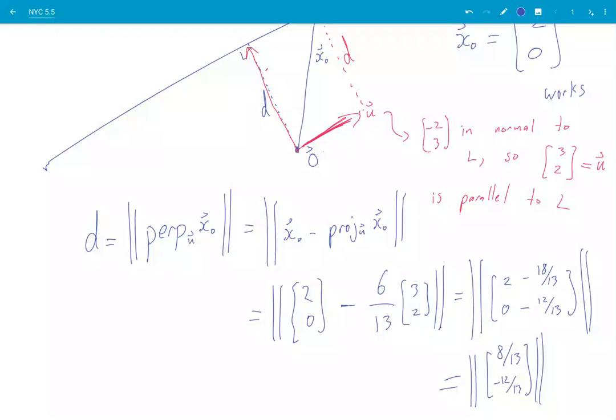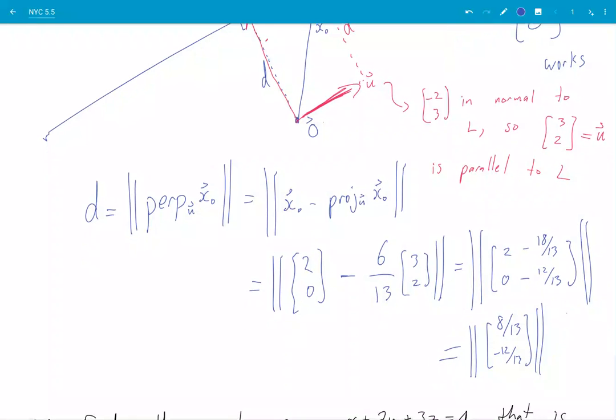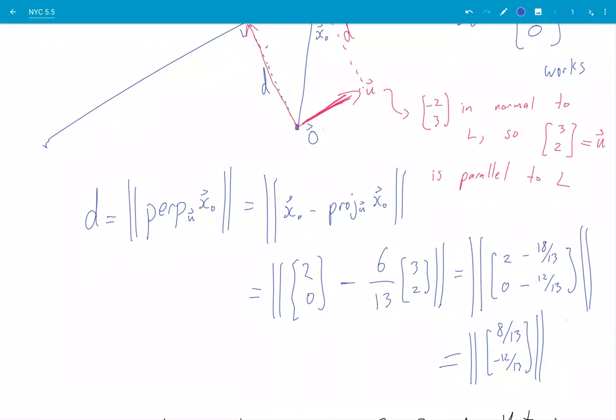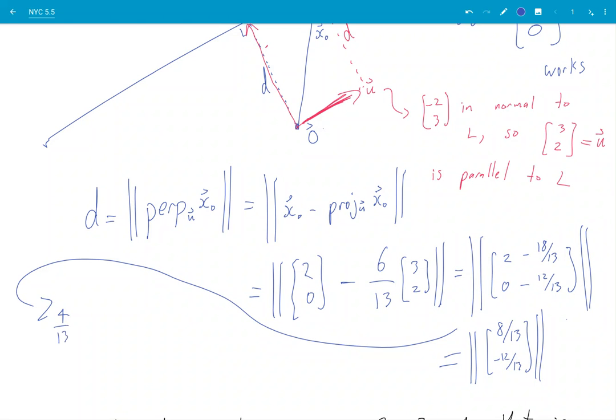And that works out to this guy here, which I will run out of space promptly. So I'm going to try to factor out as much as I can. Take a 4/13. Giving me 2 minus 3, which is 4√13/13. Okay.